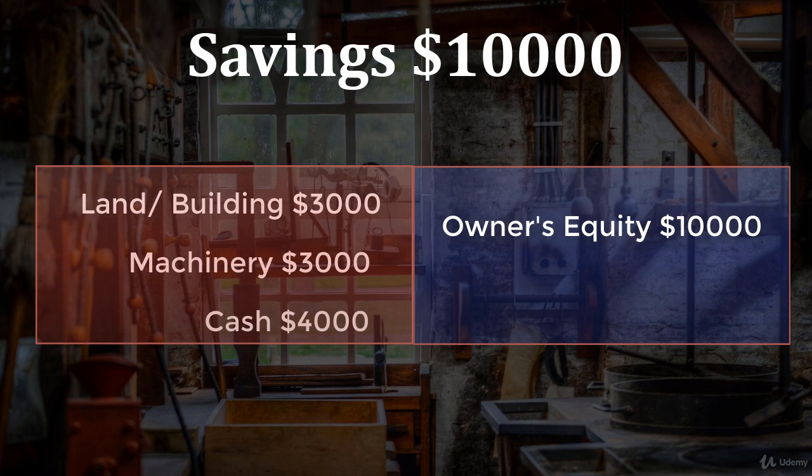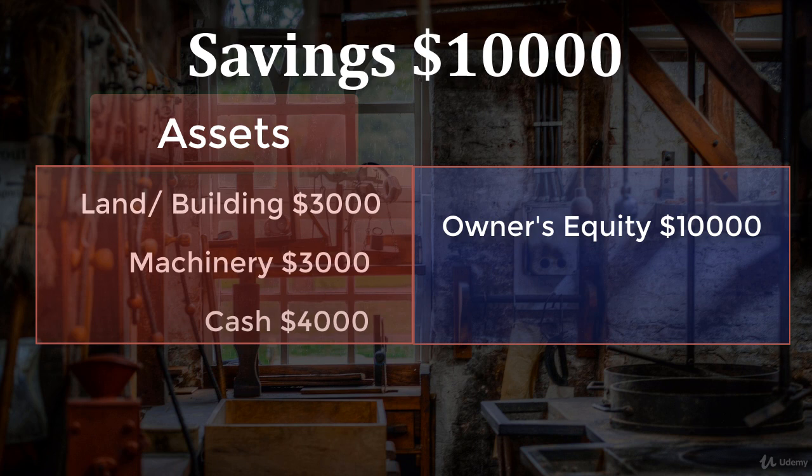By looking at this, anyone can say that $3,000 was invested in buildings, another $3,000 went into machinery, and the rest of the money is held in cash. All these items on the left side of the table are known as assets in accounting. Since the money for all this came from the business owner, he owns all the assets of this company, and this ownership is denoted on the right side of the table as owner's equity of $10,000.